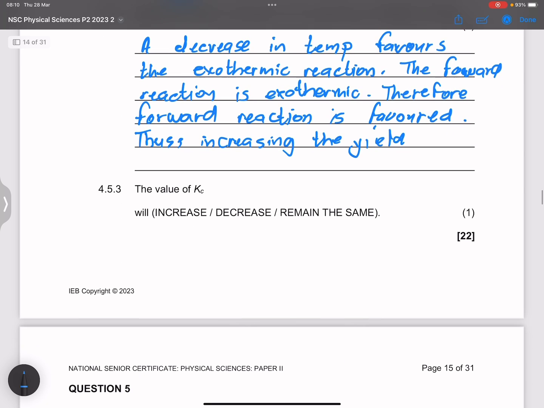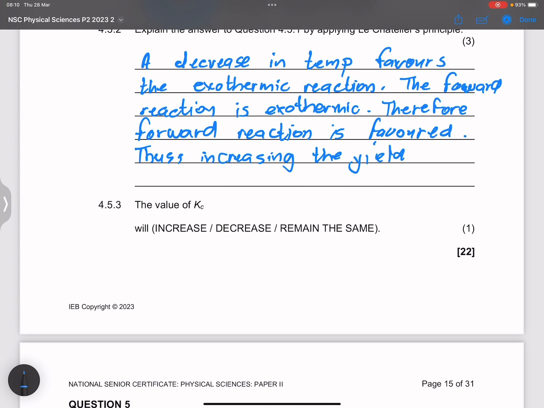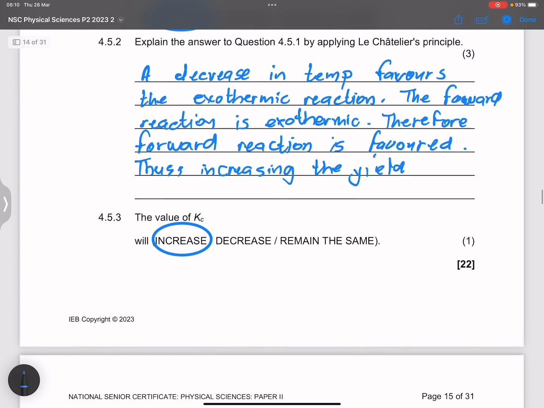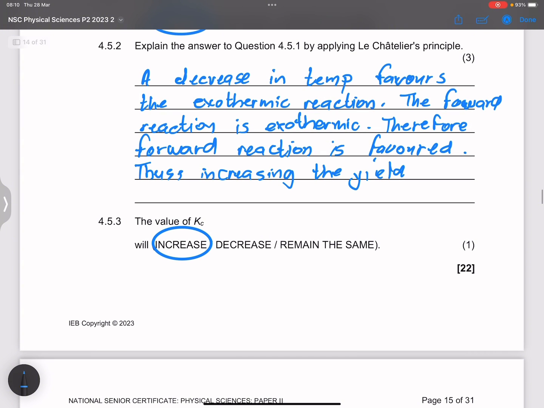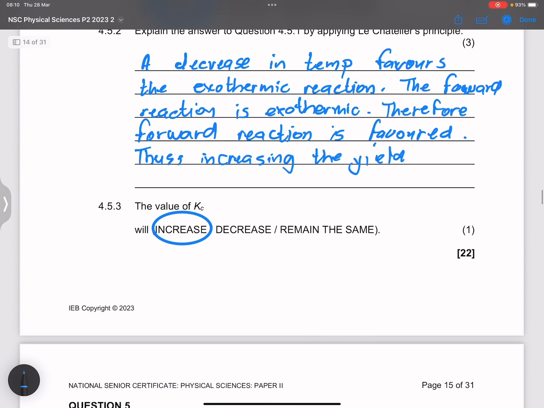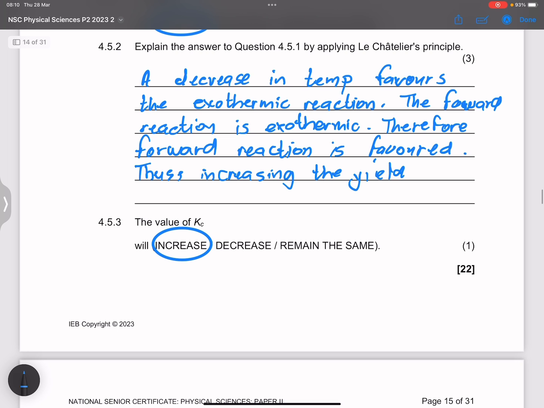And finally, they're asking about the value of Kc. So remember, if my products increase because of temperature, then it means that my Kc will increase as well. So that is how the cookie crumbles for this question 4. And we will move on to the next one. I hope it's been helpful, ladies and gents.